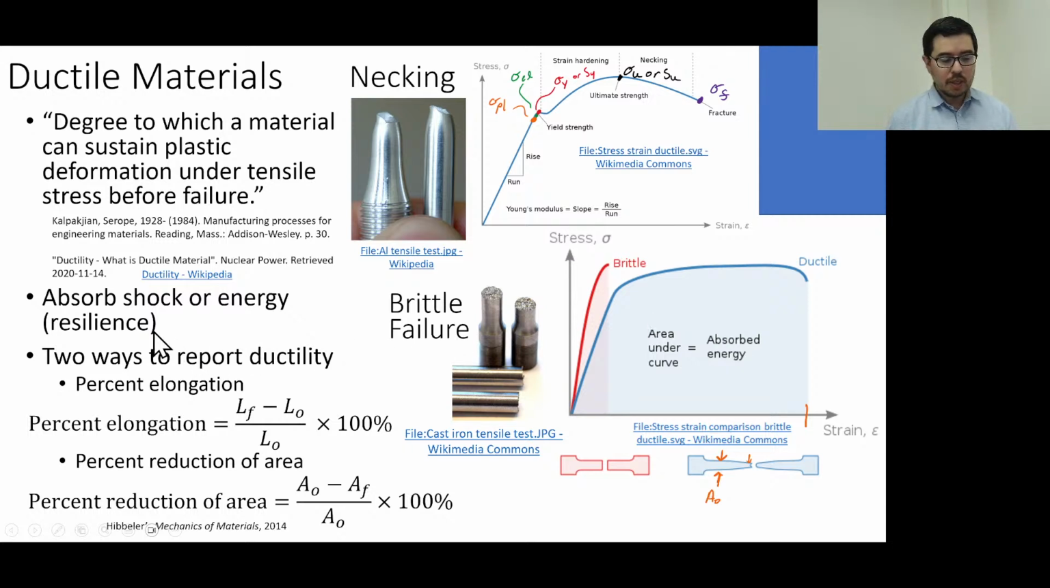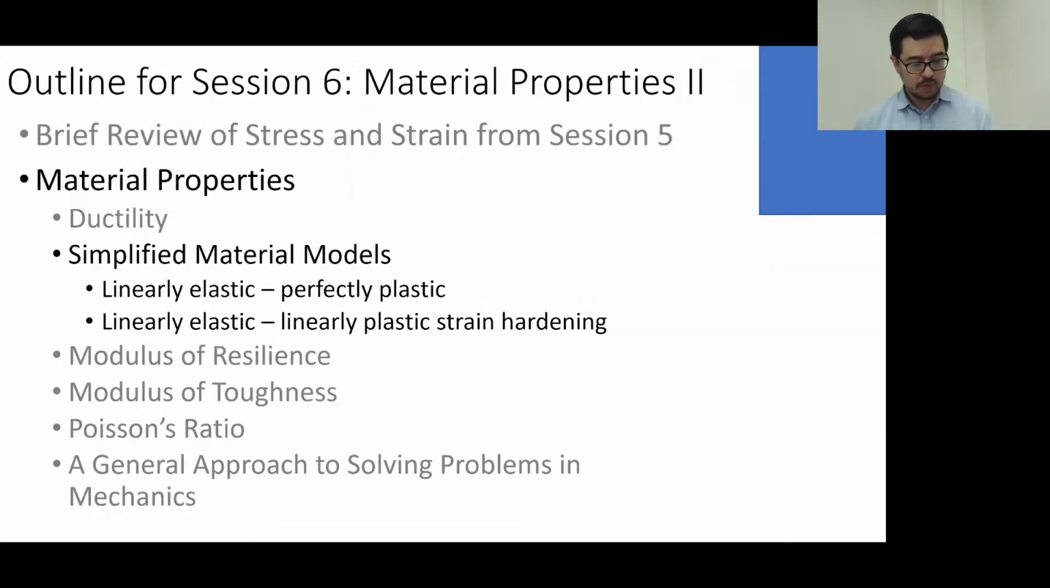And so this resilience, you can see that in the plastic regime, a ductile material has all this area under the curve, and we're going to talk about that area under the curve. But that area under the curve gives us some idea of the ductility that a material might have. And that's just a way to calculate it, and another way to calculate it.